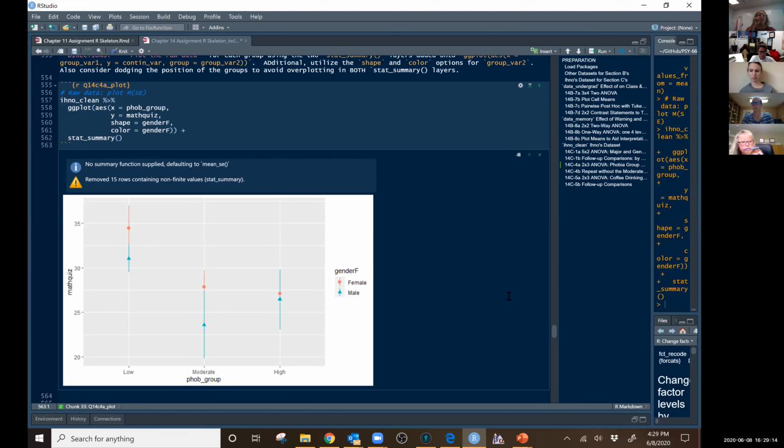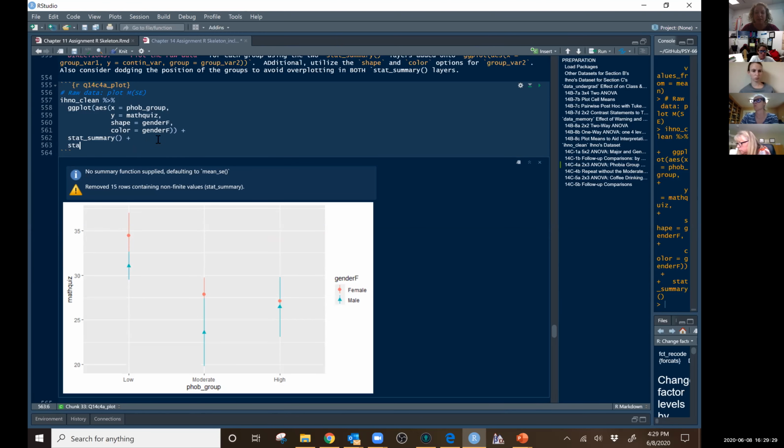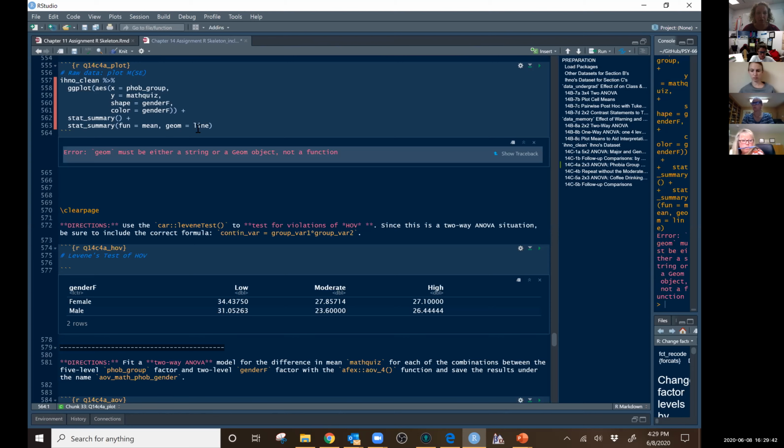Now, for a long time, I couldn't figure out how to join the dots with the line, but I finally figured it out a couple months ago. If you want to do that, which it doesn't ask you to, you have to do another stat summary, and you say fun equals mean, geom equals line. I think we have to quote line and mean.